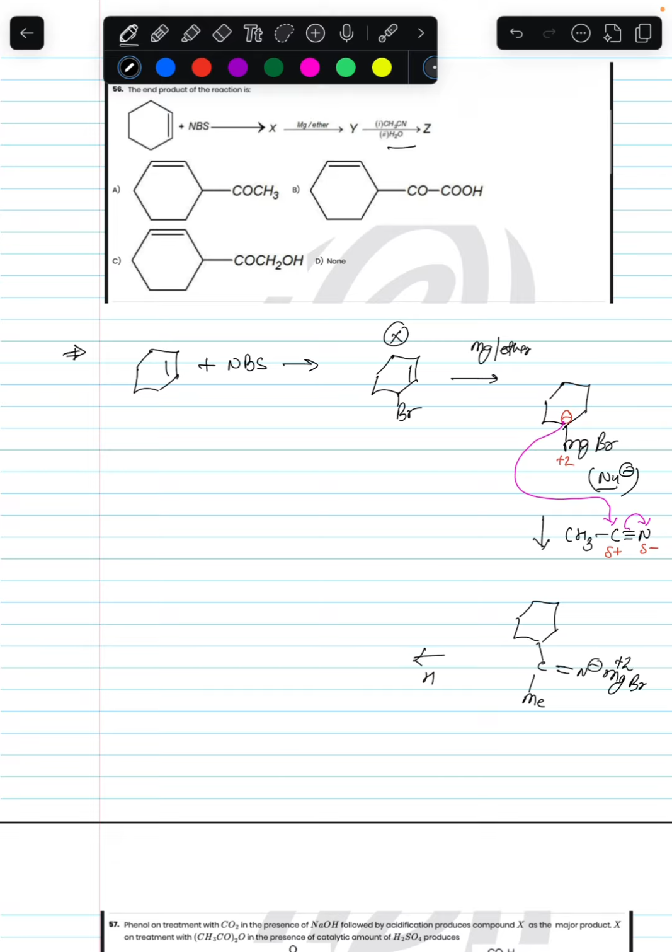In the next step there is hydrolysis. So after hydrolysis, oxygen will attach here. So during hydrolysis oxygen will attach. So our final product is A. Okay, sorry, one double bond is missing here. So our final product is A.